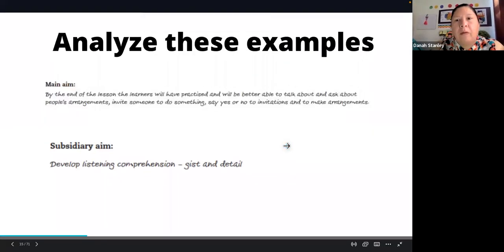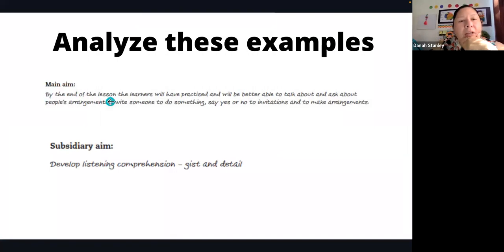It says, by the end of the lesson, the learner will have practiced and will be better able to talk about and ask about people's arrangements. Entonces, in this first part of the aim, I have will be able to talk about and ask about people's arrangements. Entonces, we said that they need to know about present continuous for future, ¿no?